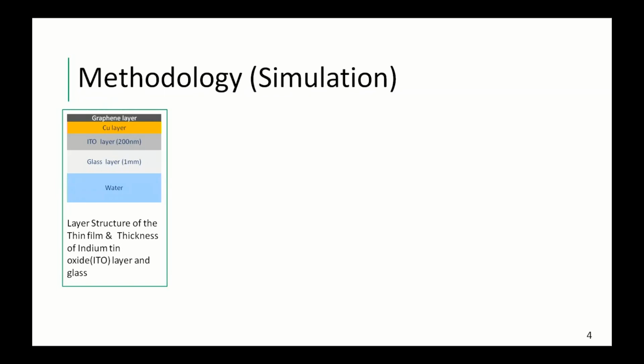Next, I would like to explain the methodology carried out to determine the optimized copper layer thickness and the graphene layer thickness of the proposed SPR sensor. First, the 4 layers were identified for the sensor chip from top to bottom: graphene, copper, ITO, and glass. The thicknesses of the ITO and glass were determined from laboratory produced ITO glasses.